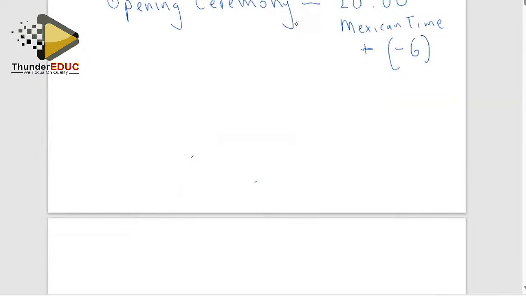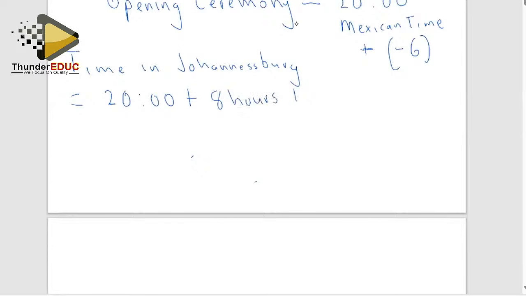We are saying that time in Johannesburg is equals to 20:00 plus 8 hours time difference. We are adding simply because Johannesburg is ahead of Mexico. That's why we are doing this. Plus 8 hours time difference, which will give us 28:00.